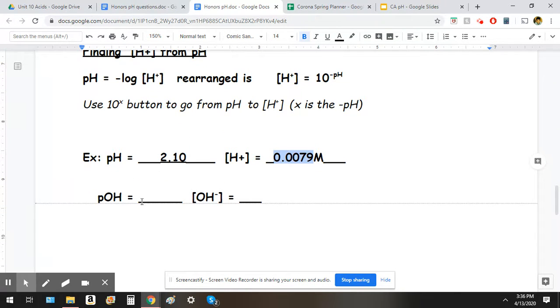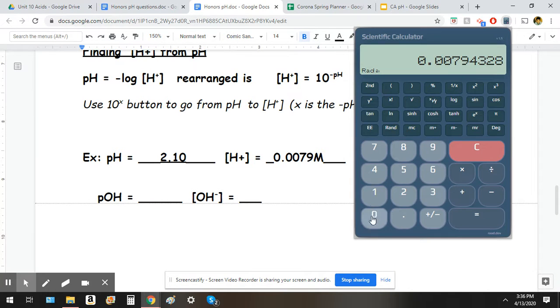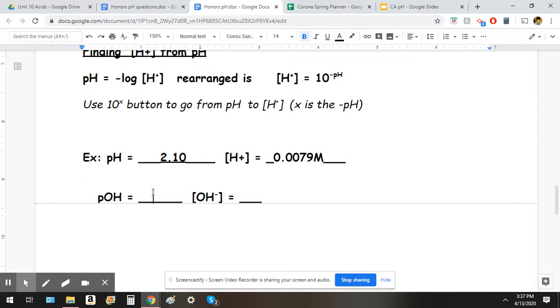All right, so still working with the same solution. What can I say about the pOH of the same solution? Well, remember, pH and pOH have to add up to 14. So you could probably do this in your head, but I'm going to use a calculator just for giggles. 14 minus 2.10, 11.9, but I know that I need two significant figures, so 11.90.